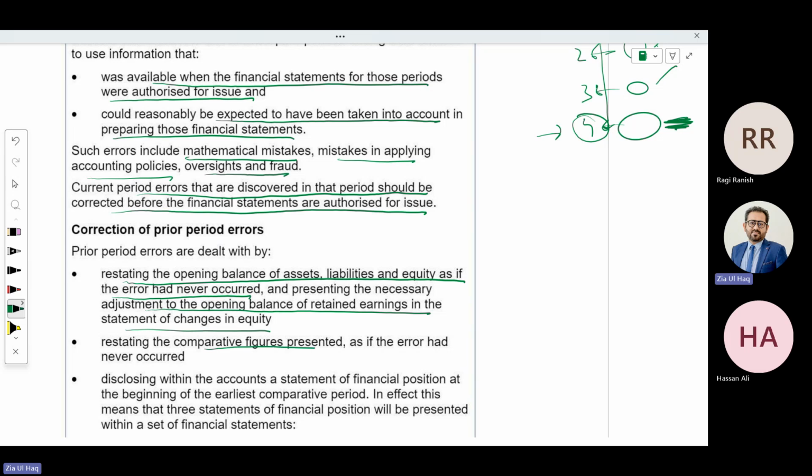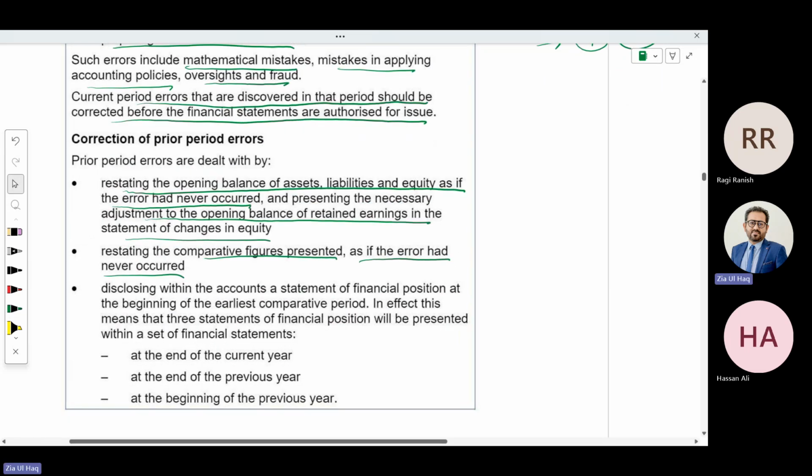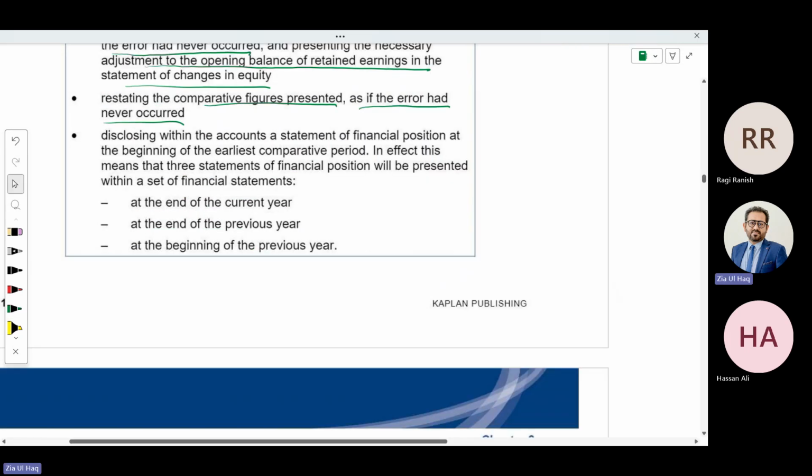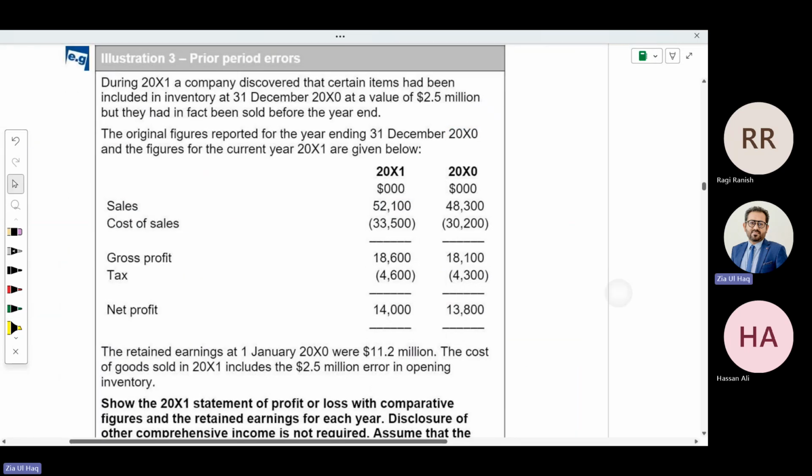Restating the comparative figures presented as if the error had never occurred. Meaning previous year figures that are coming along with current year figures in the financial statements should also be changed. And disclosing within the accounts, meaning we need to provide a disclosure in the financial statements of the financial position at the beginning of the current period. So on. Let's discuss this question.